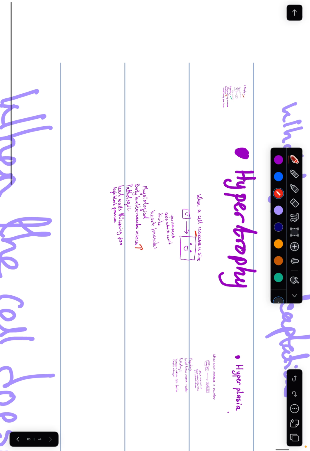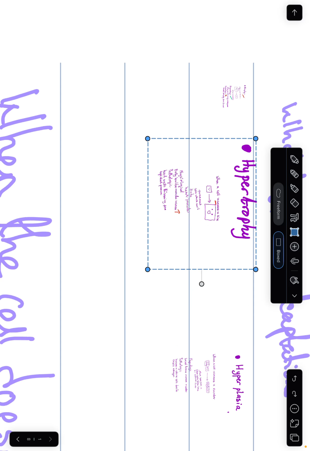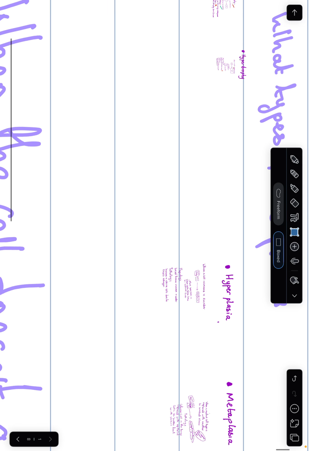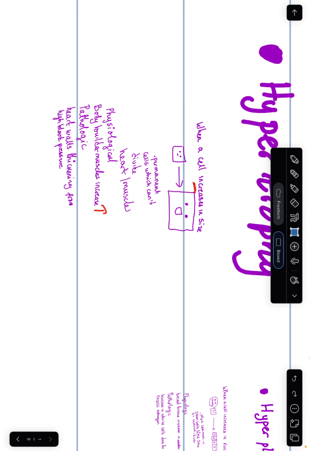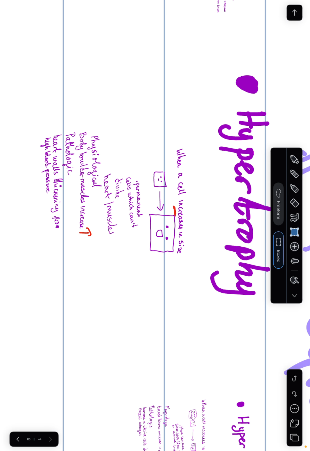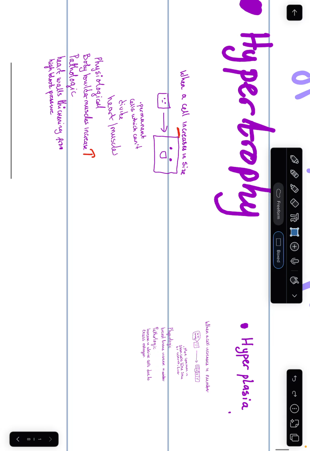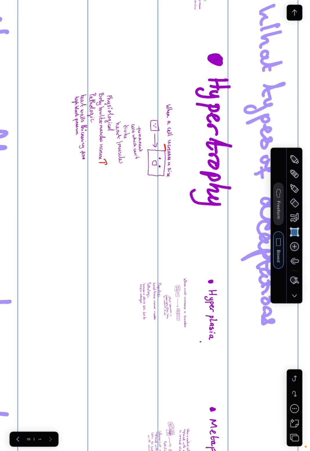Okay, next we're going to talk about hyperplasia. Oh, also, before we leave this topic, what helps me remember is I think of bodybuilders, right? When you're a bodybuilder, you win trophies. So hypertrophy is bodybuilders, and bodybuilders increase in muscle size. That's how I remember that hypertrophy is increase in size. And the other thing that's not hypertrophy is hyperplasia, and that's what we're going to talk about now.